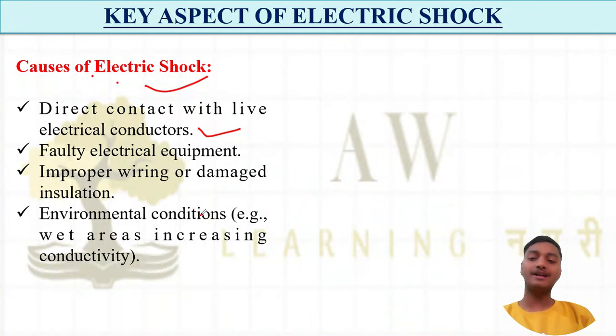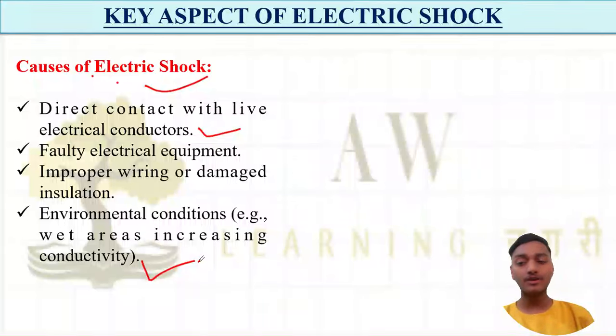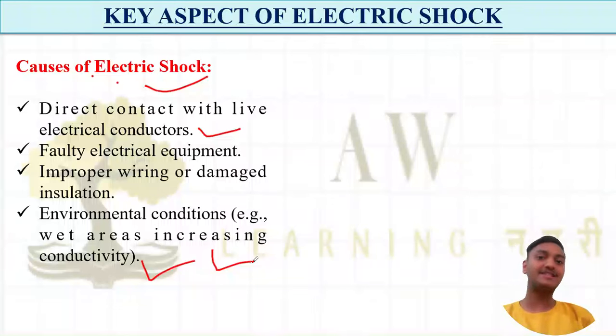Then environmental conditions, like a wet area increasing conductivity. Okay, so there are two cases. First is a dry case, another is a wet case. A dry body generally offers a higher resistance value compared to a wet body. If the body is wet, its resistance decreases, and because of this the chances of getting an electric hazard increase. Okay, so you should keep this in your mind.